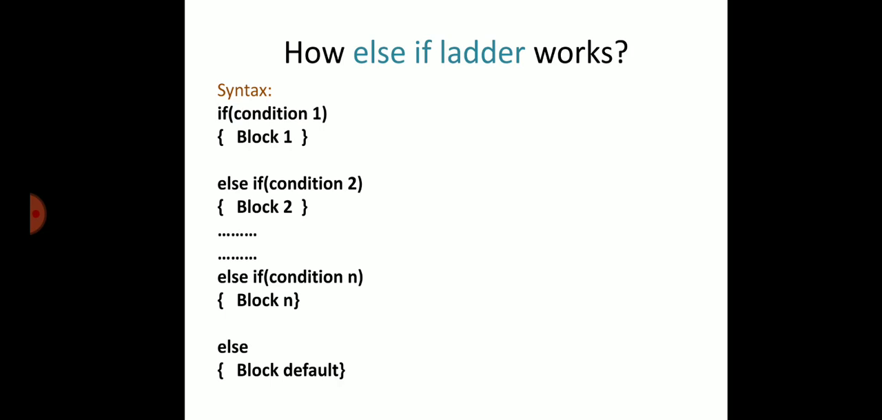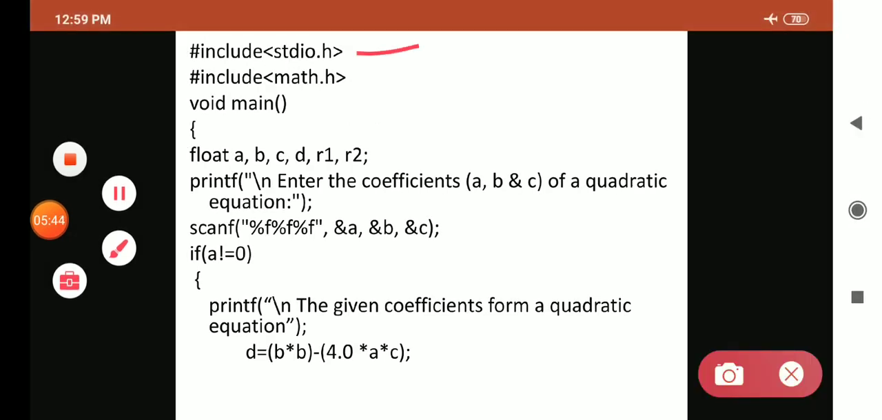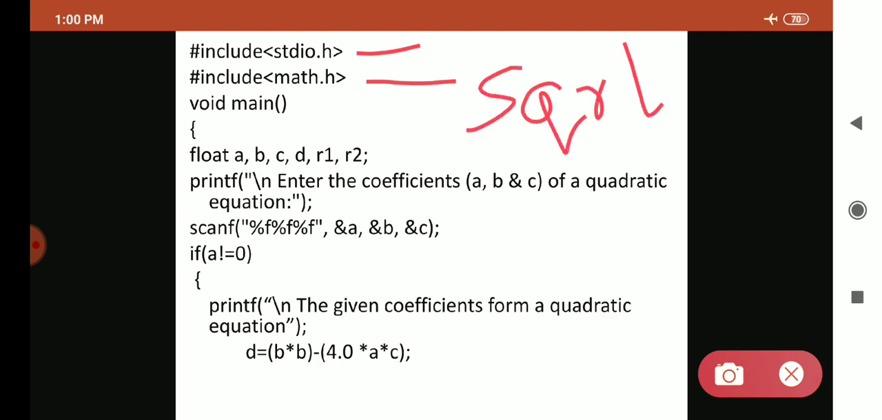Next let us see the program for this. To start with, you are familiar with the first statement, that is hash include stdio.h. But there is one more header file that we have added here, which is math.h. Because we are going to use the square root function sqrt, we are using math.h.